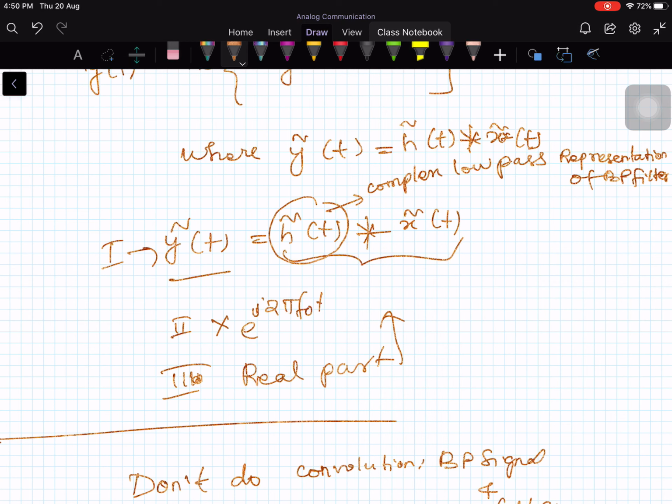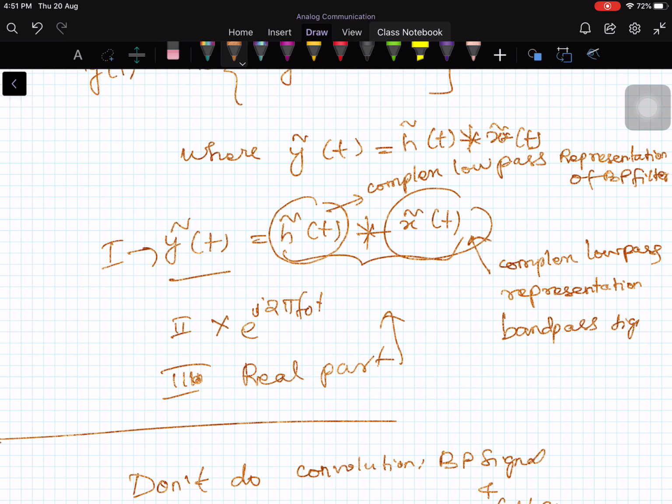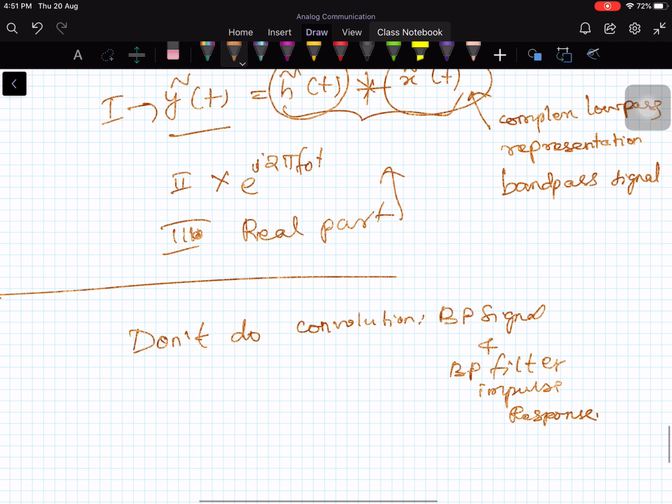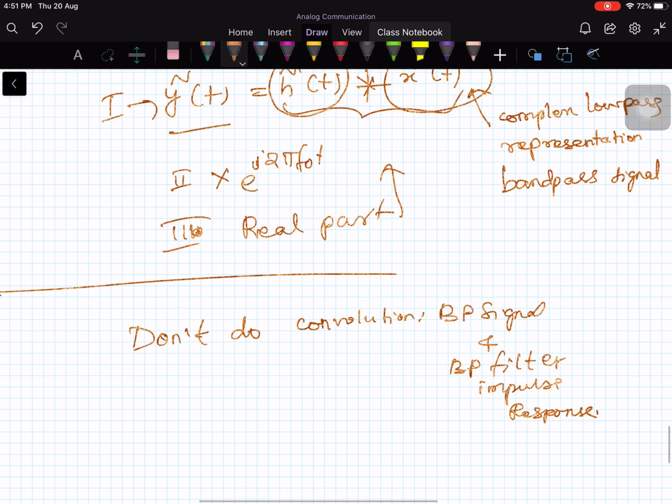And what is this? Complex low pass representation of what? Band pass signal. So directly you can convolve. Don't work in the band pass system, because it involves a lengthy calculation, lengthy integration. So it would obviously be a low pass signal.